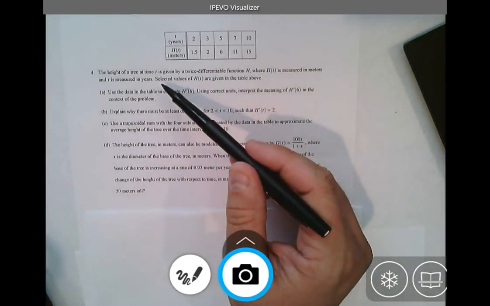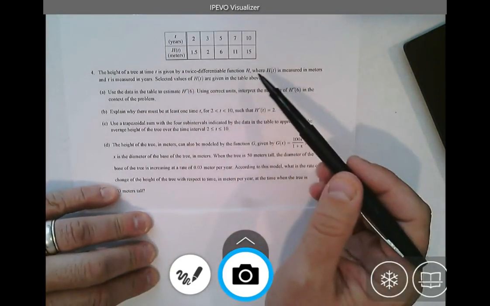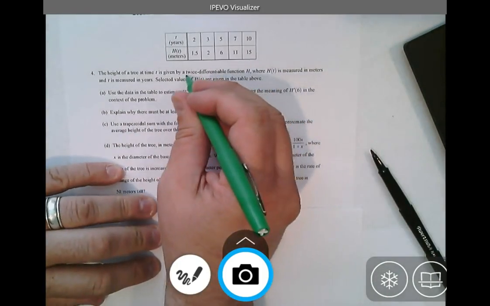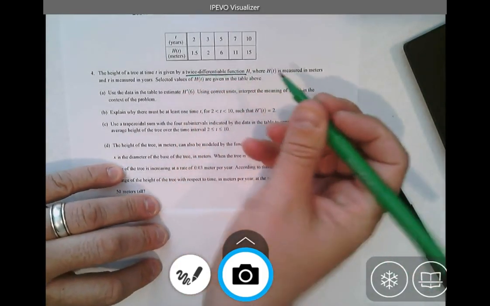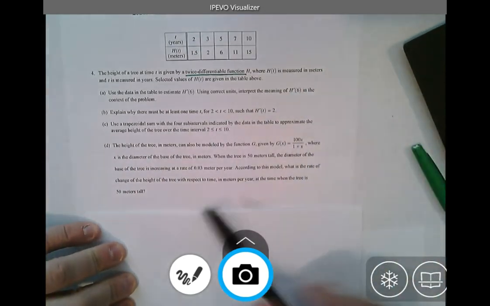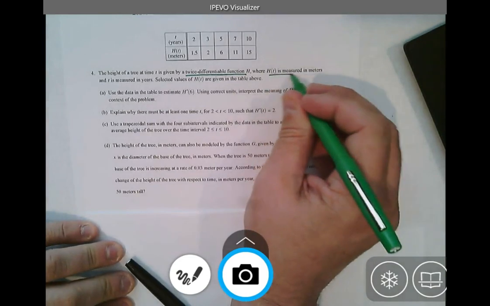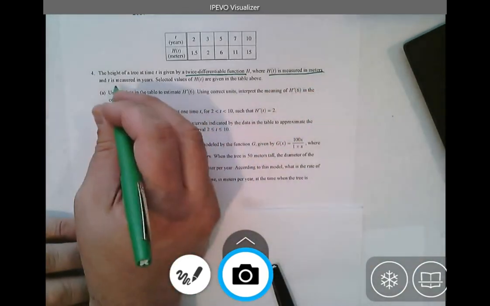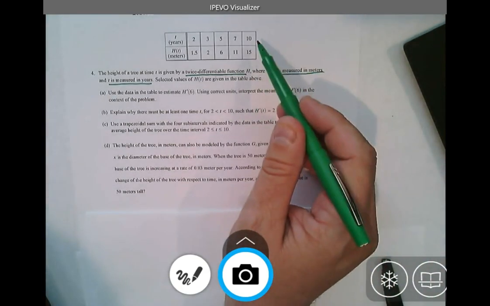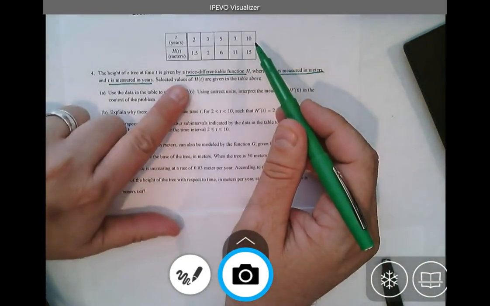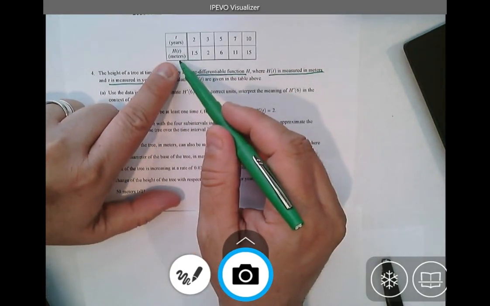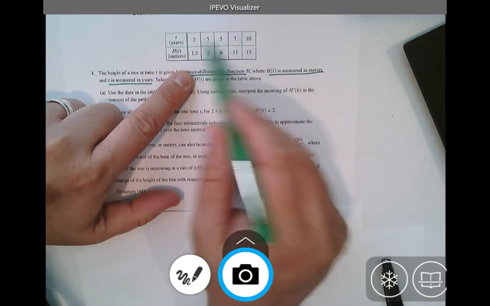The height of a tree at time t is given by a twice differentiable function h. I'm not even sure if that's going to be important, but usually if the College Board tells you something like that, it's going to be important. So I'm going to underline it. Where h is measured in meters, so we've got units, and t is measured in years. Selected values of h of t are given in the table above. Okay, so h is twice differentiable, h is measured in meters, t is measured in years, and we've got some data points.